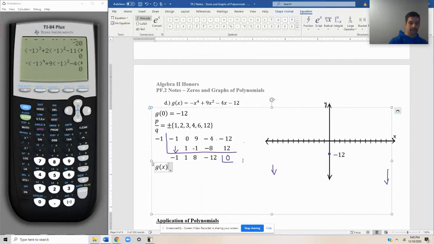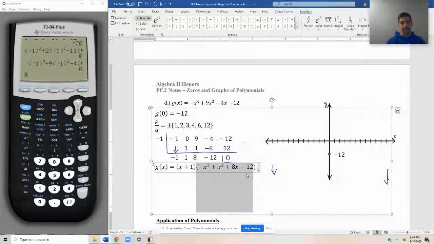g of x here that is now going to be equal to x plus 1, which is the factor that gave me negative 1 as a 0, and negative x to the third plus x squared plus 8x minus 12. And generally what we would do is focus on this negative x cubed plus x squared plus 8x minus 12 and work to try to find a solution or zeros for that piece, to factor that.